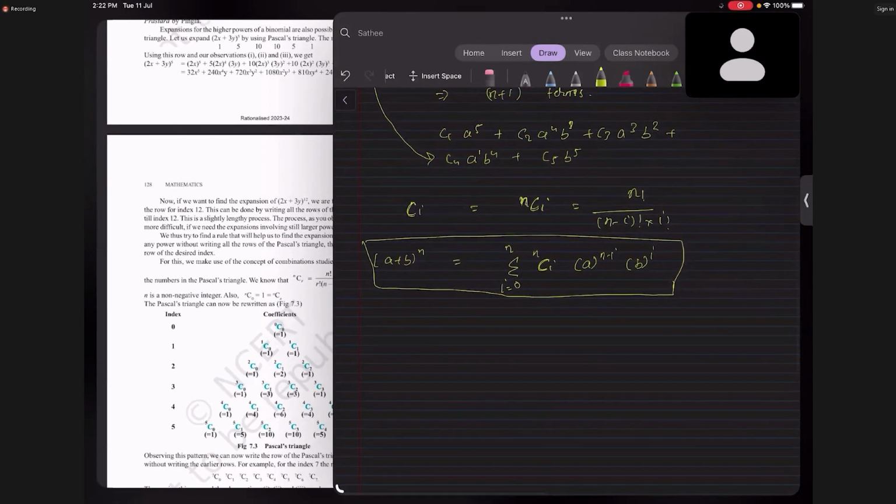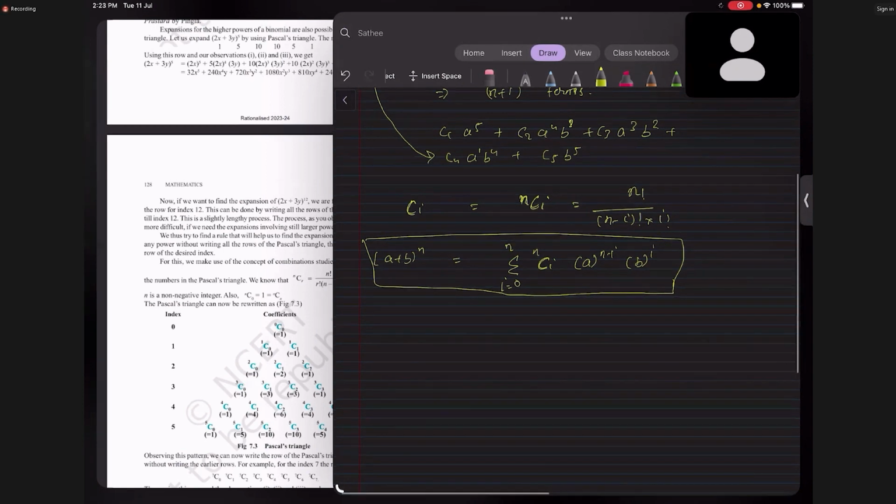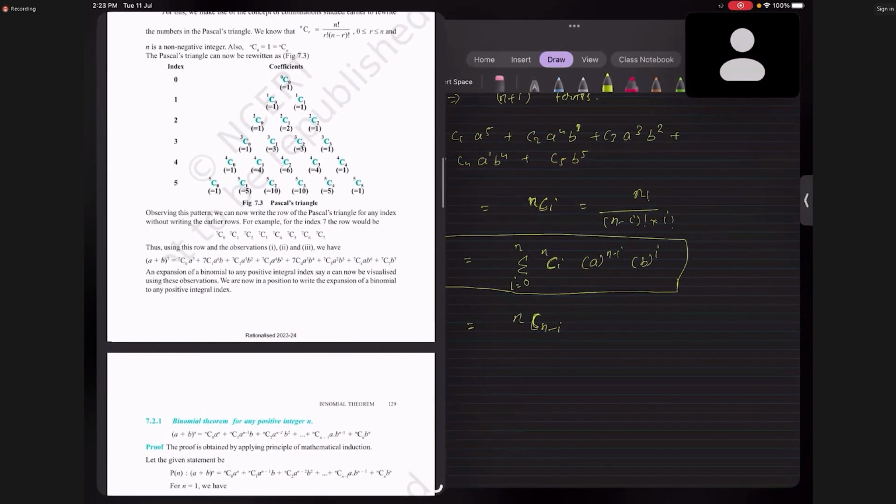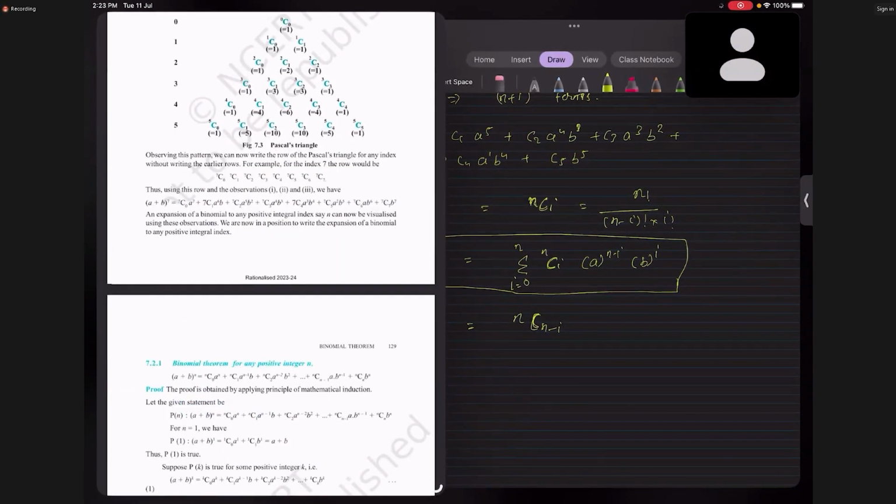The whole chapter is based around this expansion, where every time you have to just remember this expression. You are already familiar with the concept of permutation and combination, how to expand nCi and what the properties of nCr are. Like you know that nCi is equal to nC(n minus i). This is also a property, and there are some other properties that you must have learned in the chapter on permutation and combination. So we'll also be revising those properties there as well.